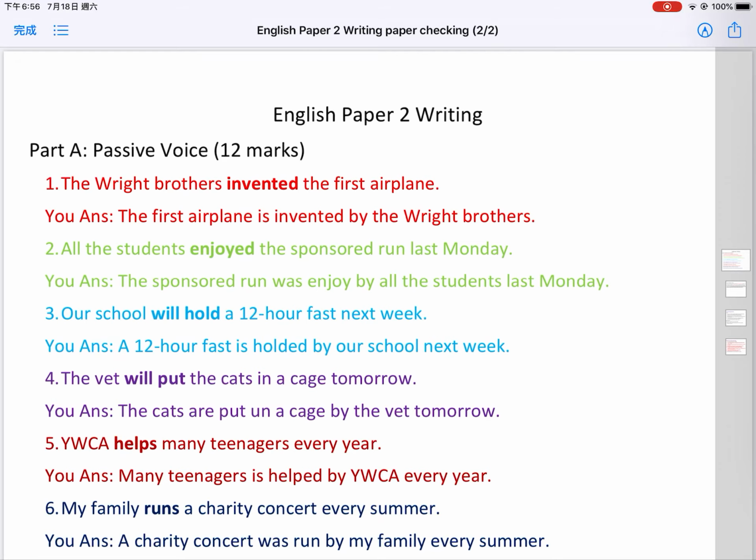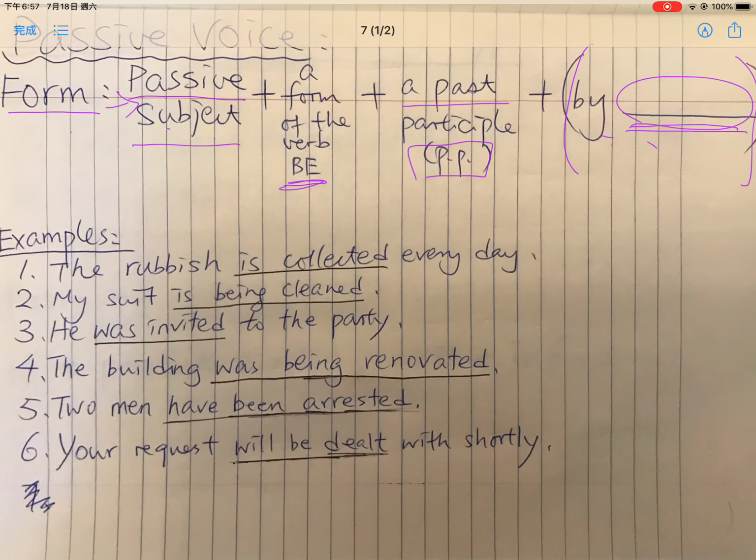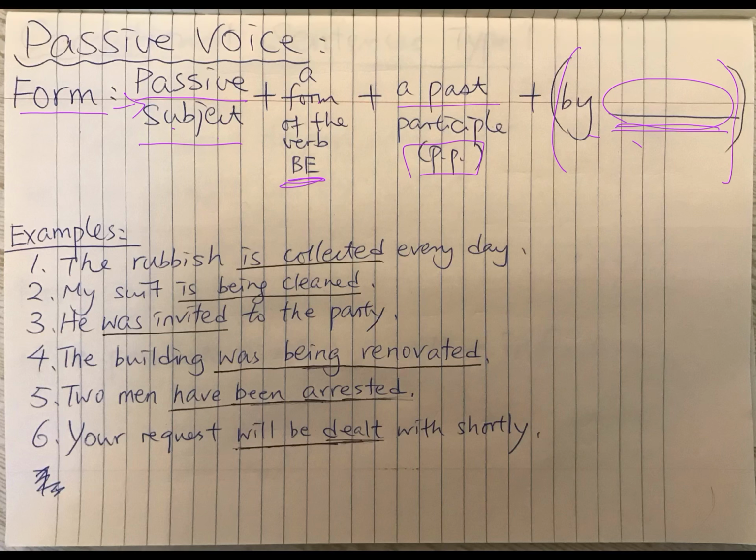Now let's begin. If you still remember, part A is the task for passive voice. Okay, passive voice. Now, before we do some common error checking, I'm going to review. Let's have a very quick review on passive voice.